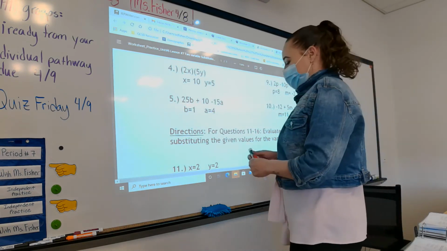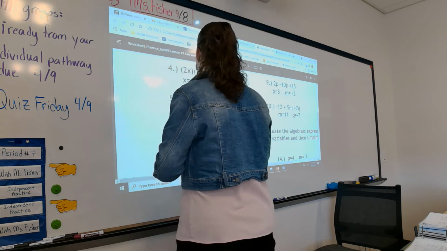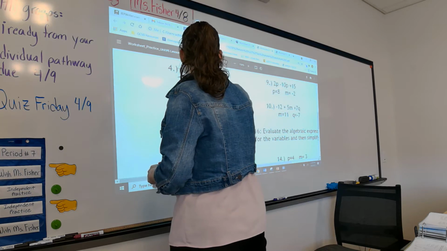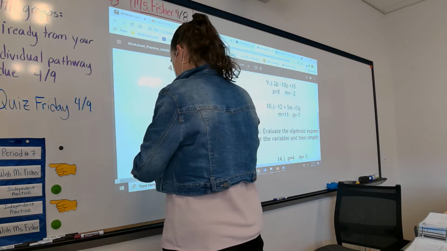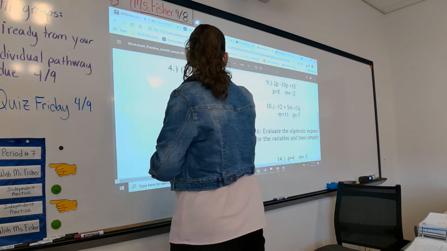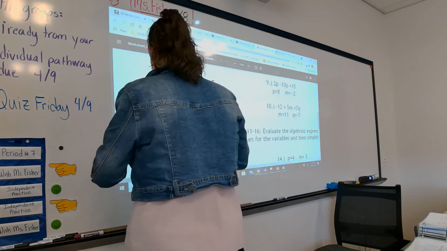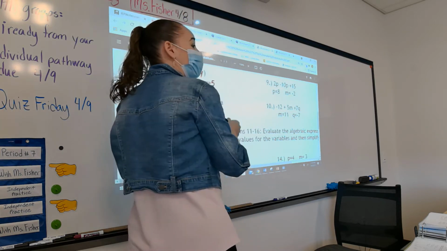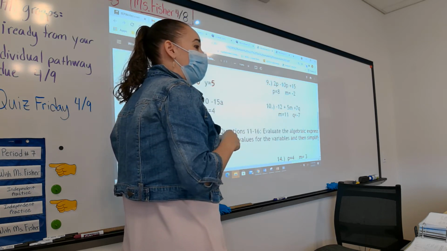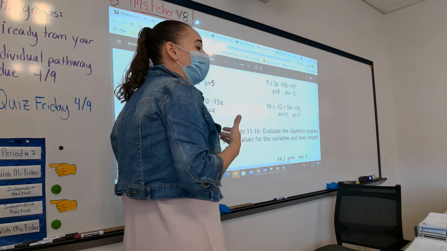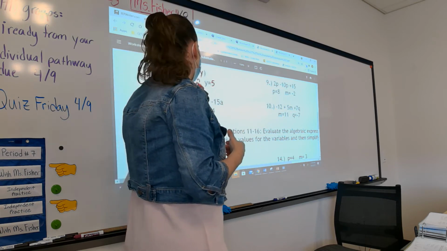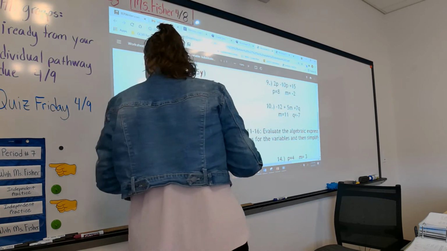All right. So the first thing you do is, here's your X. Where you see your X, you're going to substitute that 10 in. Where you see your Y, you're going to substitute that 5 in. Now, again, remember, nothing changes about this equation. Nothing changes about the expression. The only thing you're doing is substituting the number in for the variable.